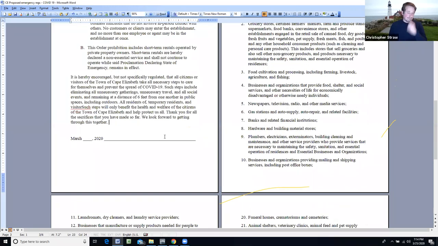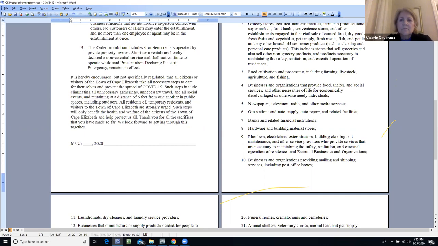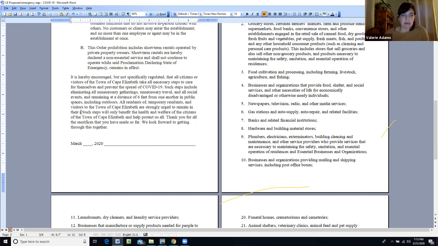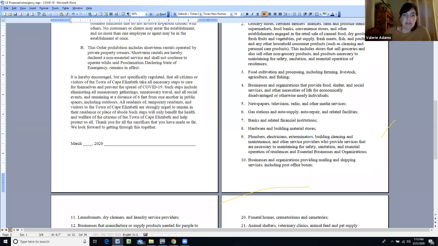Temporary residents and visitors to the town of Cape Elizabeth are strongly urged to remain in their residence or place of abode, except to access COVID-19 essential goods and services.